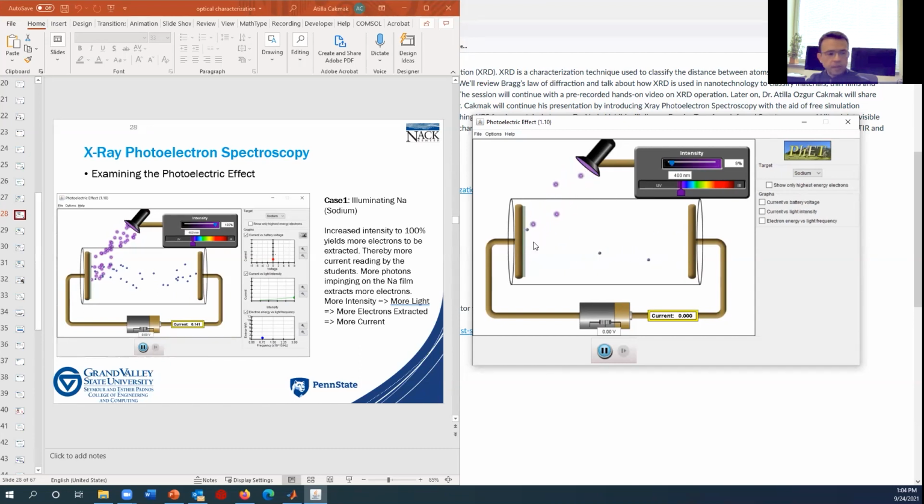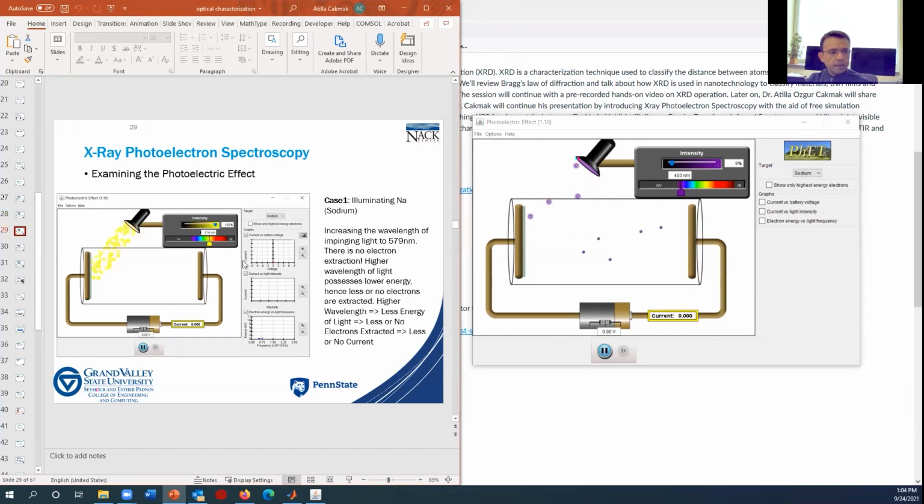So the current that I will get between these two plates will be determined by the light intensity, of course. So that would make sense for the students. We're sending more of these photons, so we're able to give more energy to the plate and extract more electrons from the structure. So that would be obvious. Now, we're illuminating a sodium plate, by the way.